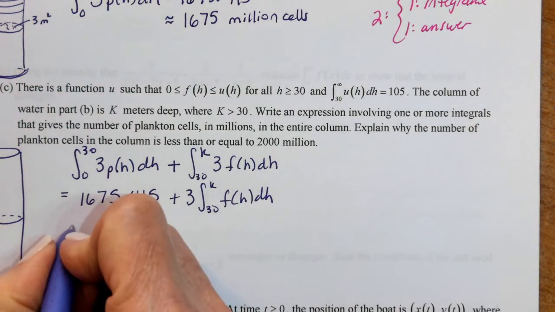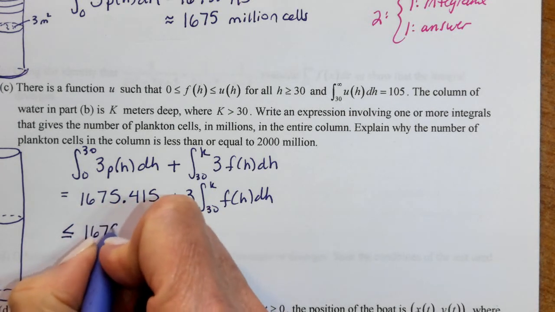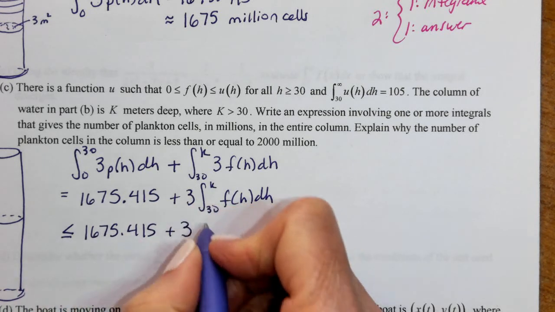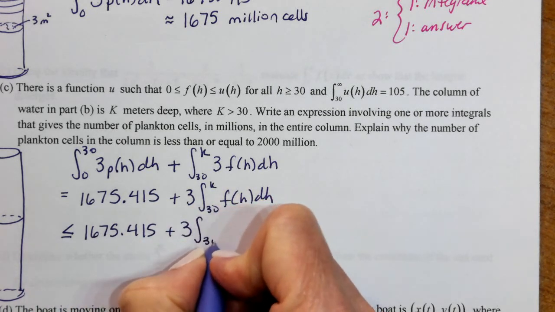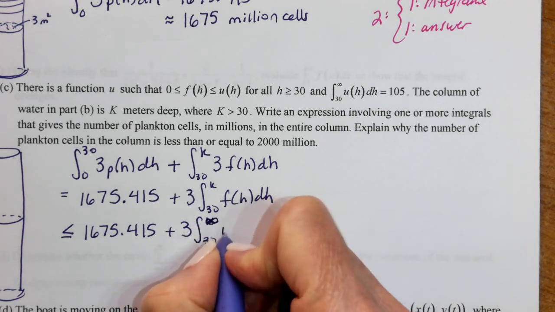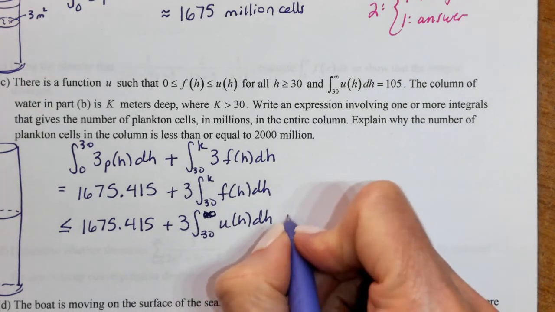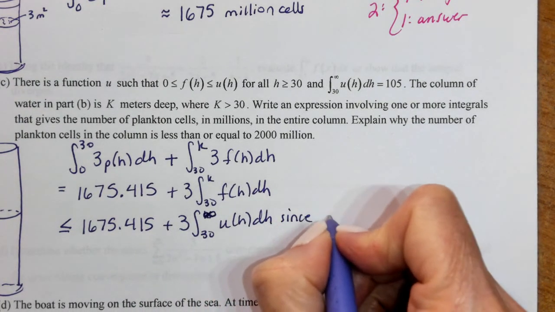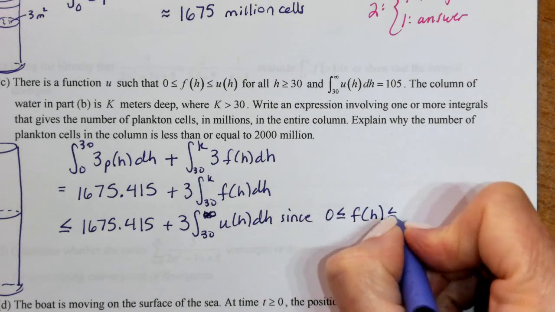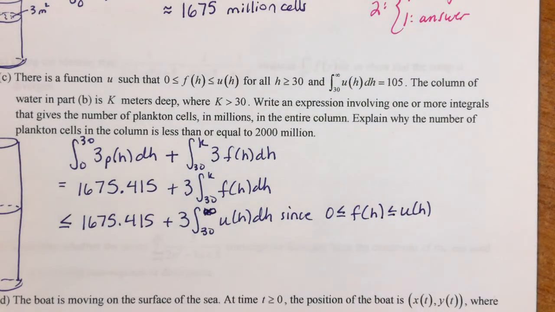So I'm going to say this has to be less than or equal to that same value plus 3 times the integral from 0 to infinity of u of h dh. It must be, since f is between 0 and u. So that must be true.